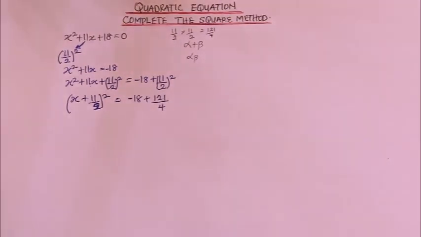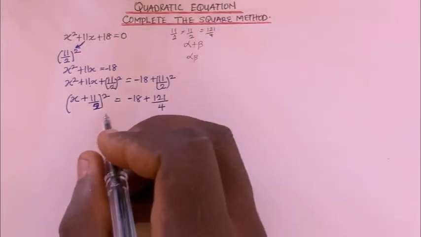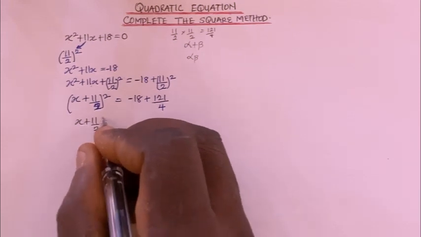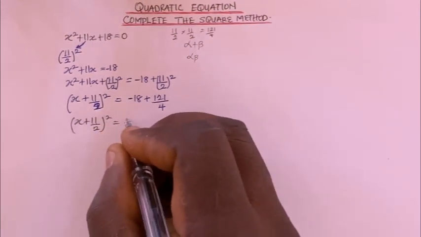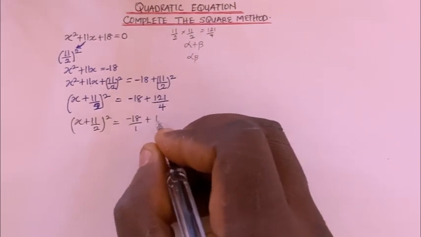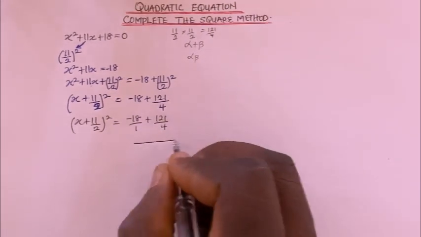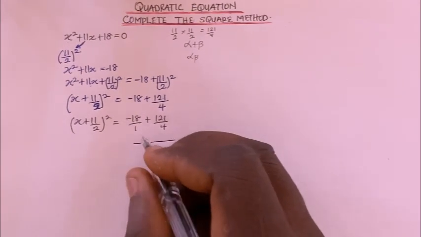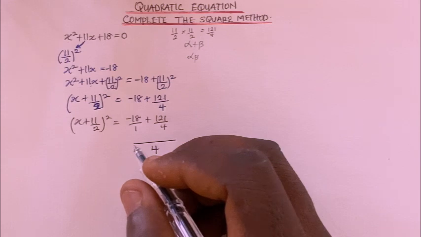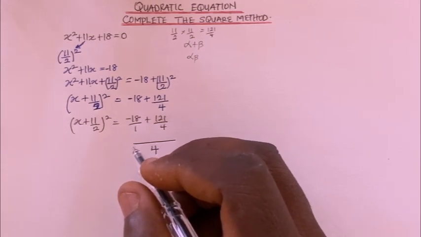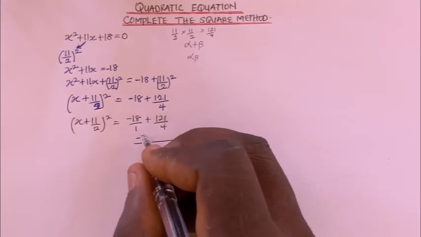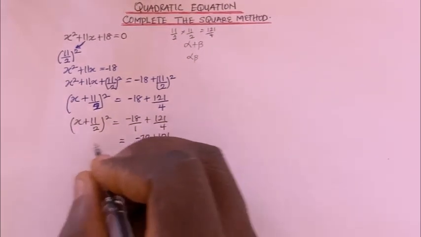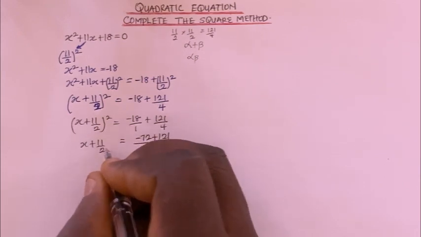So now the next thing we are going to do is let me just simplify this side. Here we're going to have x plus 11 divided by 2 all squared equals minus 18 divided by 1 plus 121 divided by 4. Now I'm going to take the LCM such that I'm having 4 here. In this case, I'm going to have 4 multiplied by 18, that's 72. So here we have minus 72 plus 121, so in this case we have it equal to x plus 11 divided by 2 all squared.